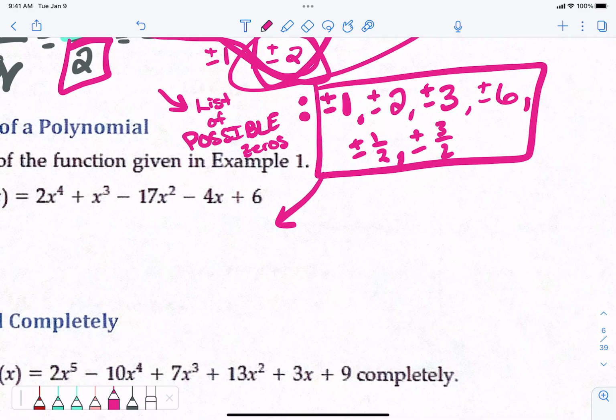Here's the deal. Before we start plugging stuff in, let's talk about what we're trying to accomplish here, okay? So there are 12 numbers here. 12 possible numbers.